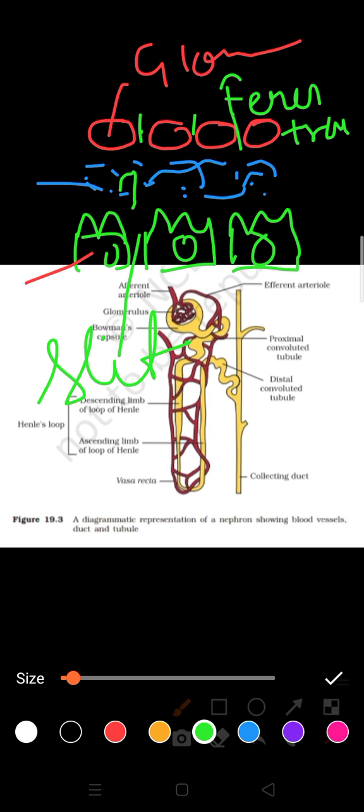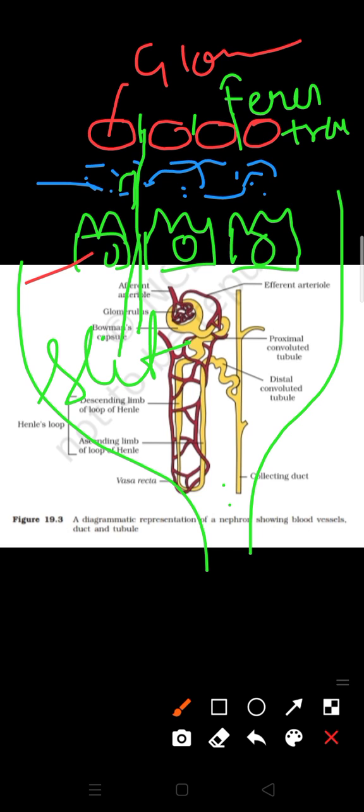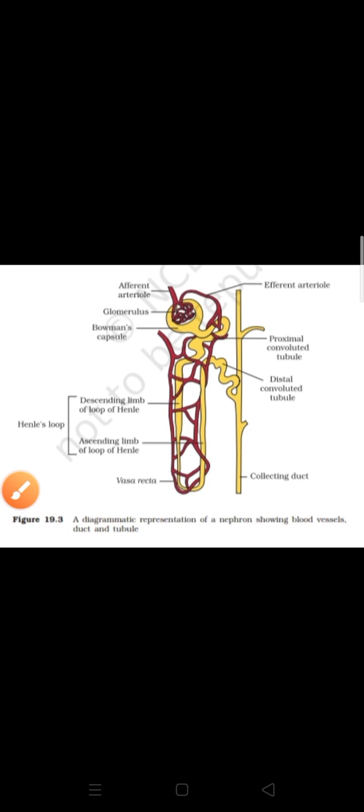Okay, so just think that filtration will happen in the glomerulus, and from here the filtered things reach the Bowman capsule. This is the Bowman capsule. Okay, are you getting this point? So these are the layers which are present in the Bowman capsule as well as the glomerulus.